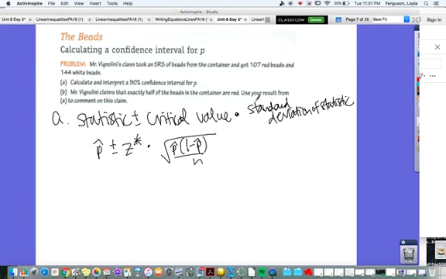All right, so earlier, remember we found that p hat was equal to 107 over 251, with 251 being the total that we get from 107 plus 144, and 107 being the number of red beads. Whenever you work that out, you get 0.426.